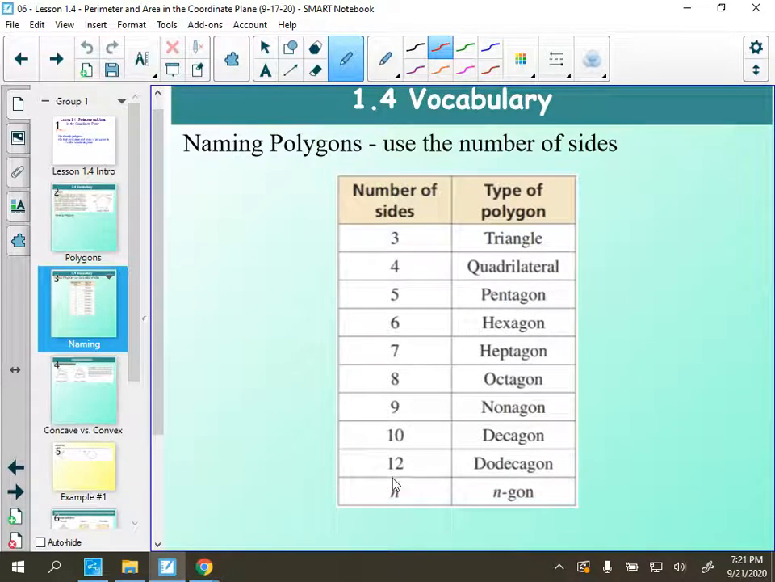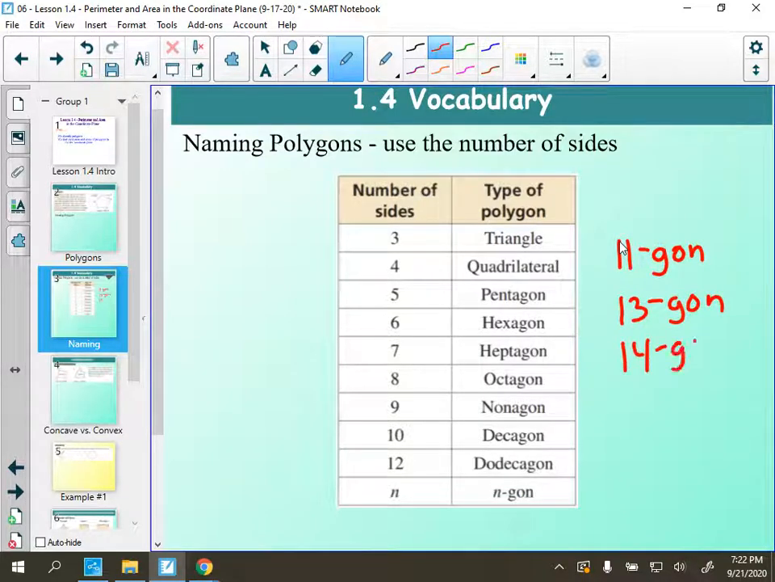Basically 11 and then 13 and on, we would name them by their sides. So for example, an 11-sided figure, we'll just call that an 11-gon. A 13-sided figure, we'd call a 13-gon, 14-gon, and so on, forever beyond 13. So that's what this bottom piece is talking about here, the n-gon, basically the number of sides beyond 12. We'll just use the number of sides to name it: 15-gon, 20-gon, 100-gon, talking about the sides.